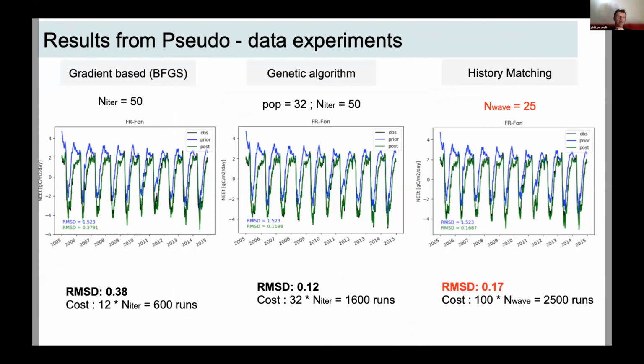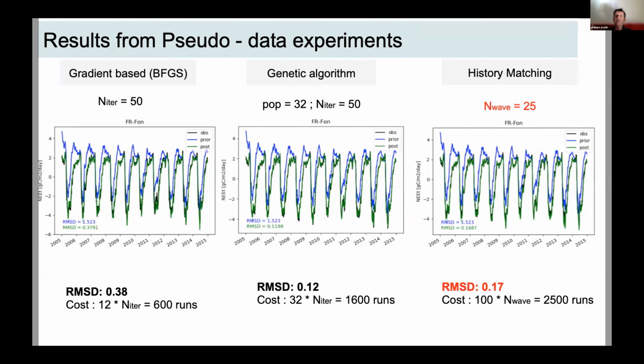Now if I compare the results from a pseudo data experiment, gradient-based is on the left, the genetic algorithm in the central part, history matching on the right. You can see the fit to the observations. Of course, we don't see much of the black, which is the observation, because this is a pseudo data experiment.